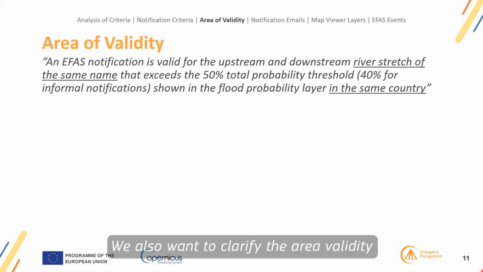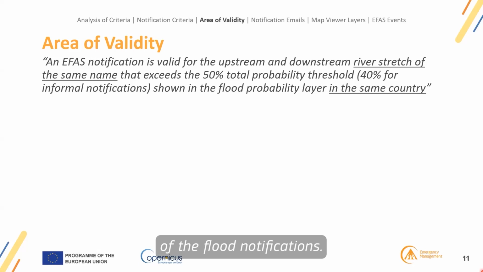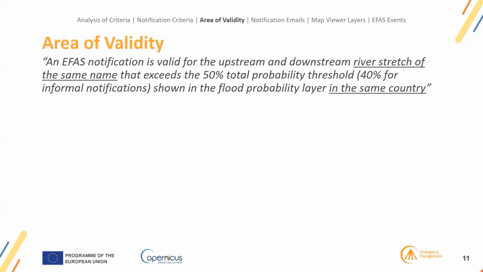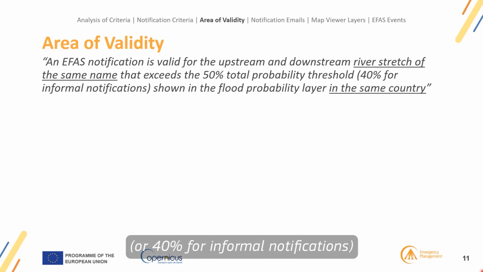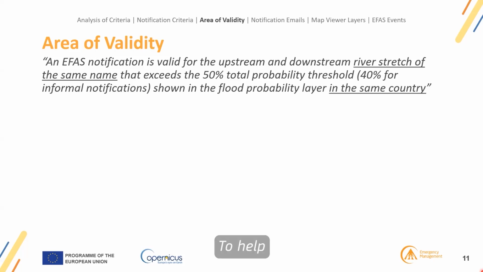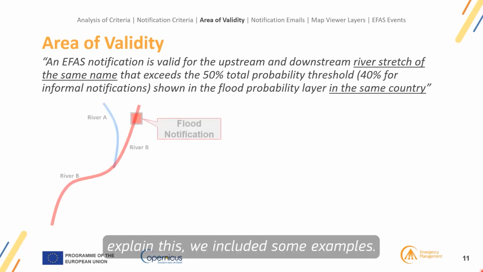We also wanted to clarify the area validity of the flood notifications. An EFAS notification is valid for the upstream and downstream river stretch with the same name that exceeds the 50% total probability threshold, or 40% for informal notifications, that is shown in the flood probability layer in the same country. To help explain this, we included some examples.